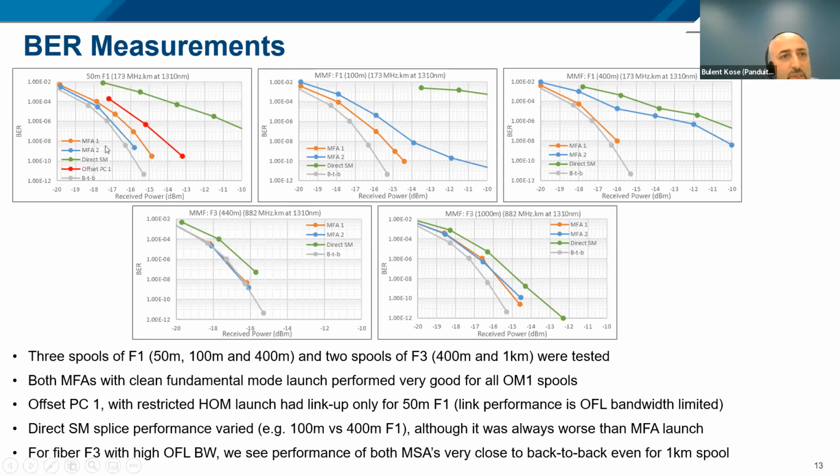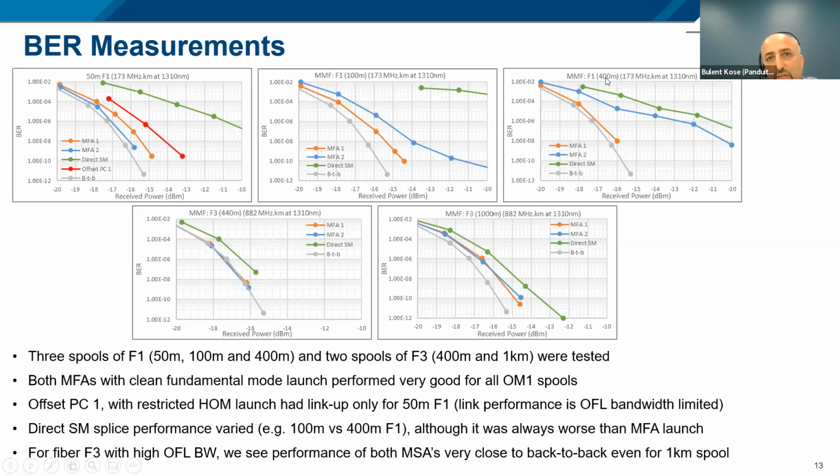So the green is direct single mode. Basically, I just splice single mode. And what's interesting in this one is that even for very short length, direct single mode for this test didn't have a good performance. And for 100 meters, it didn't have a good performance.